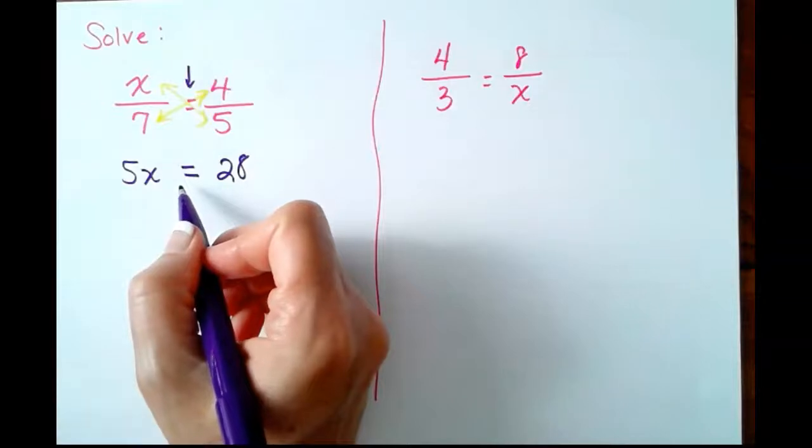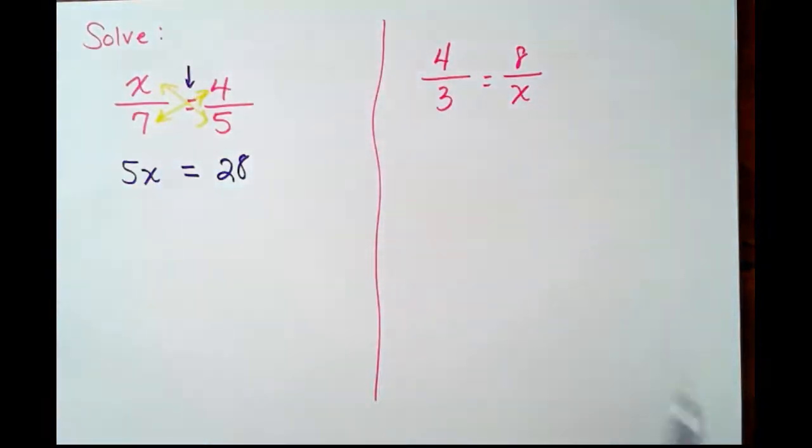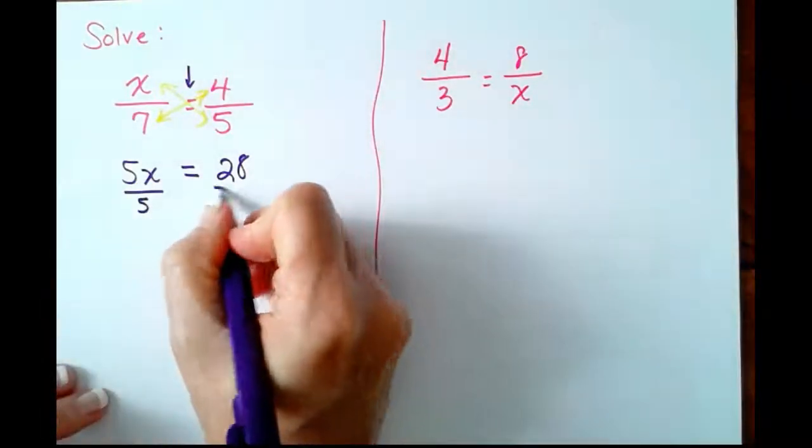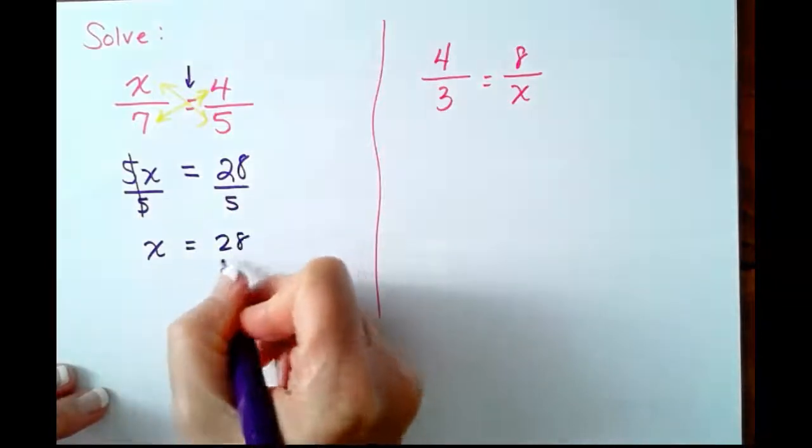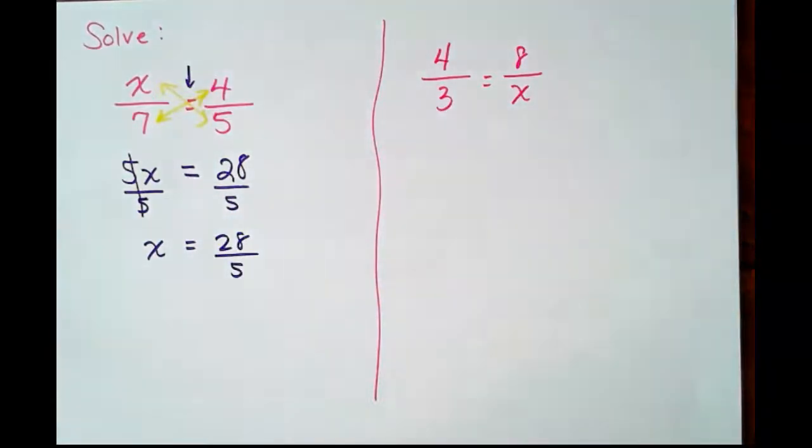So from here, we're going to use the properties of equality. We are going to divide both sides by 5, and we get x equals 28 over 5, which we're going to leave 28 over 5. The answer here is the improper fraction.